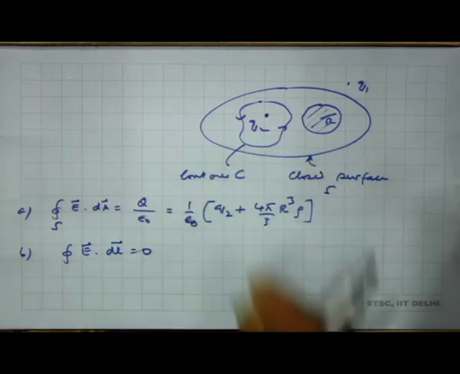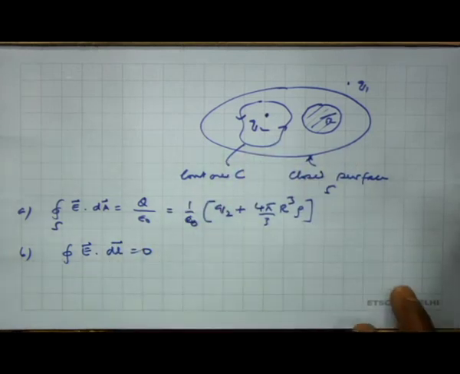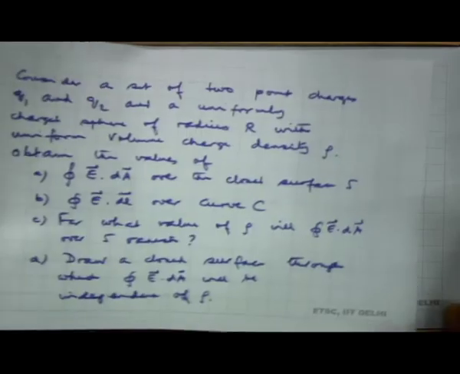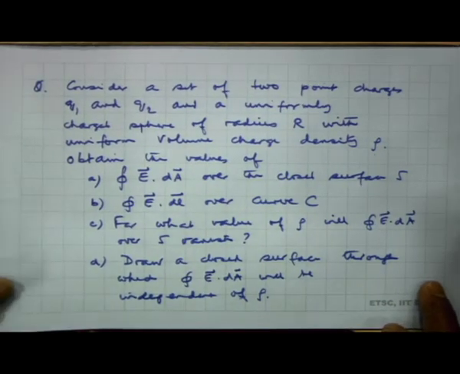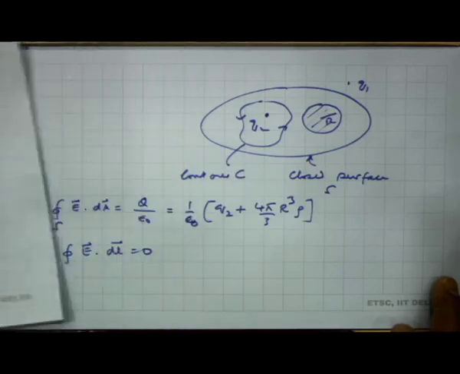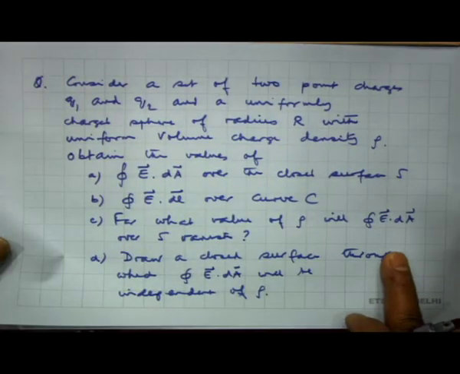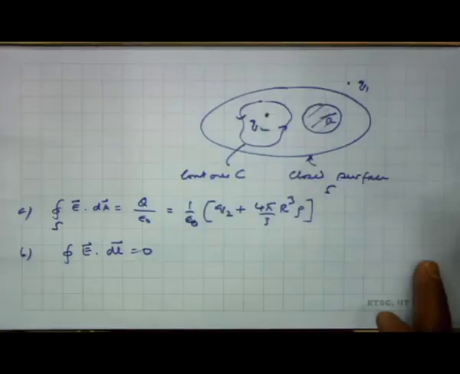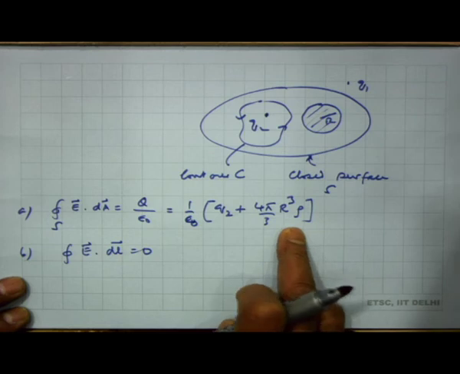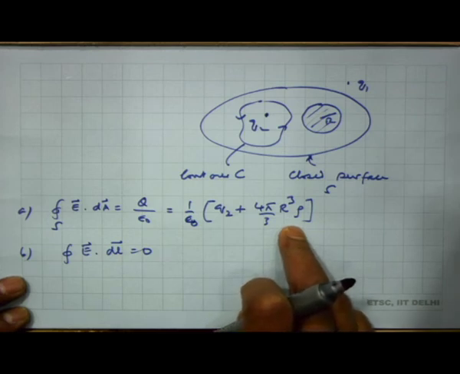So, same thing will happen for the curve C, the contour C, integral E dot dl will be simply 0. Now, the next question is, for what value of rho will integral E dot dA over S vanish? So, I must put this equal to 0 and I can get the charge density required to make out that the total flux crossing the surface S becomes 0.